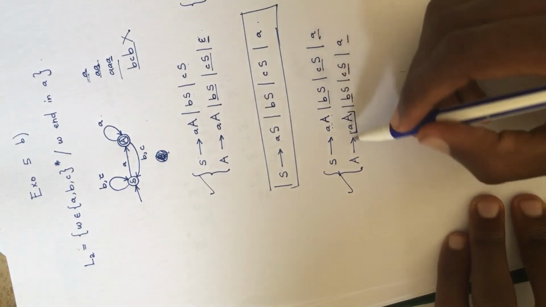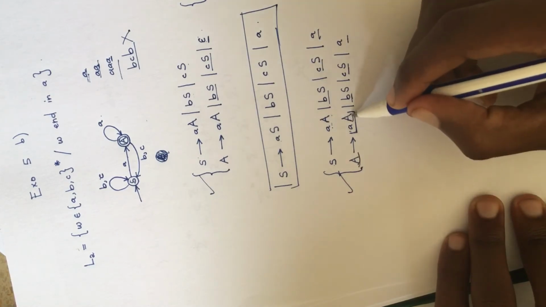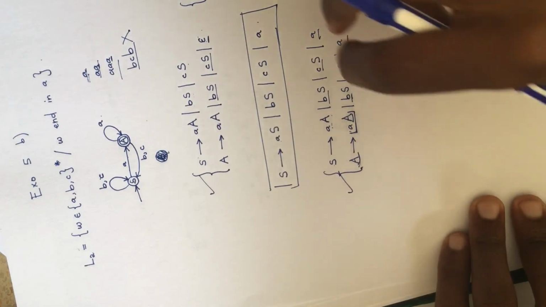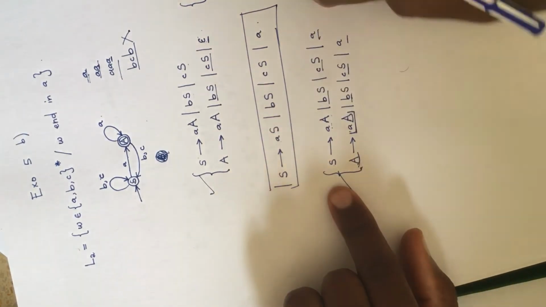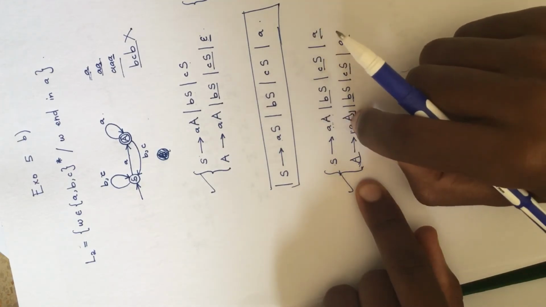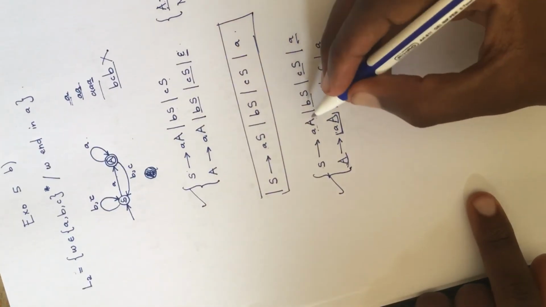But you see, this is A and this is A. So how can I remove this production rule here? I can bring it and throw it up here and I get a bigger one. I get S gives me this and gives me this. But since this is A and this is A, I can simply change them.